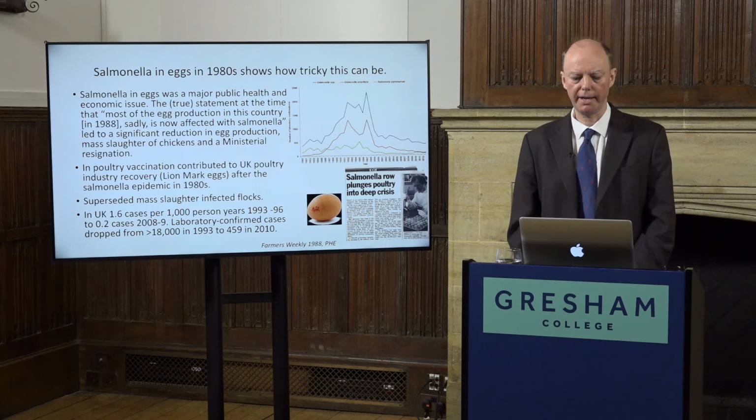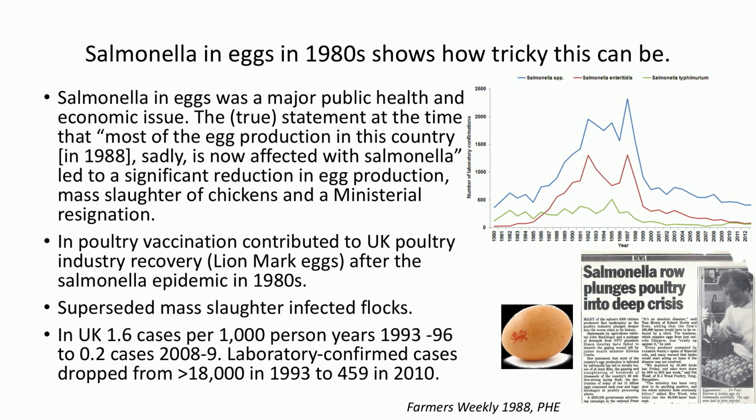And the true statement by a minister at the time that most of the egg production in this country in 1988, sadly, is now affected with salmonella, led to a massive reduction in egg production, mass slaughter of chickens, and the minister having to resign, a minister called Edwina Currie.